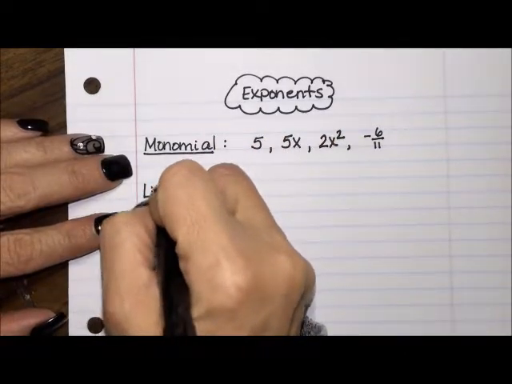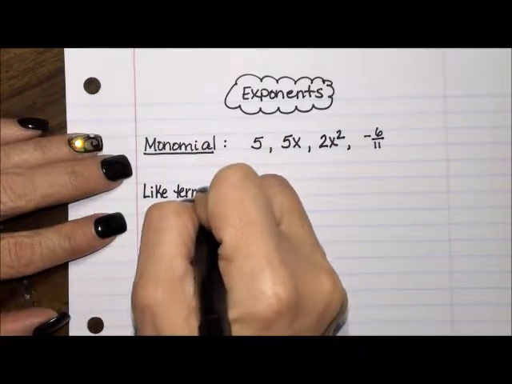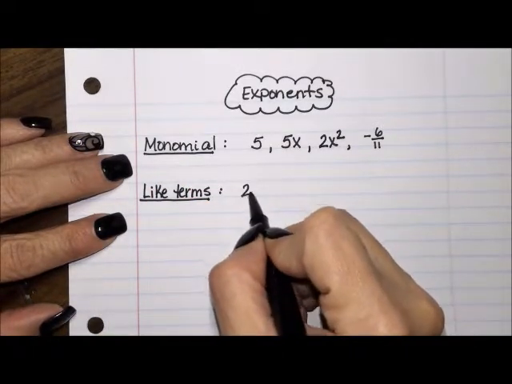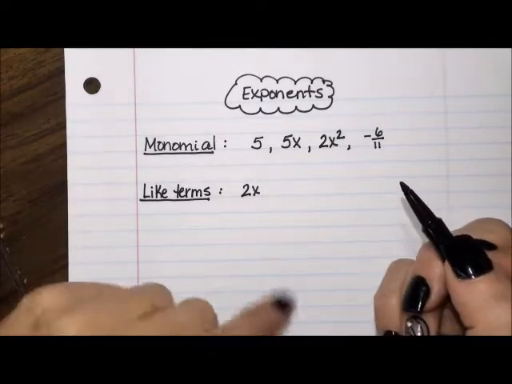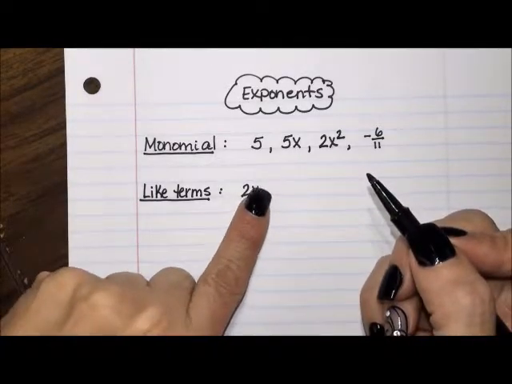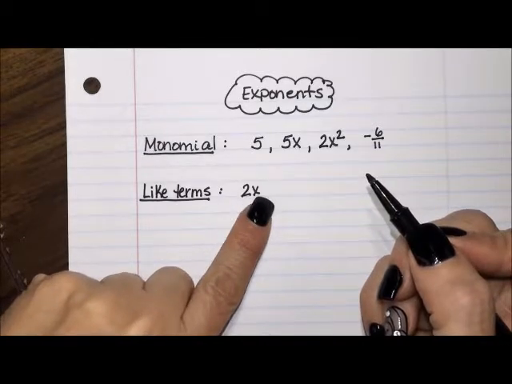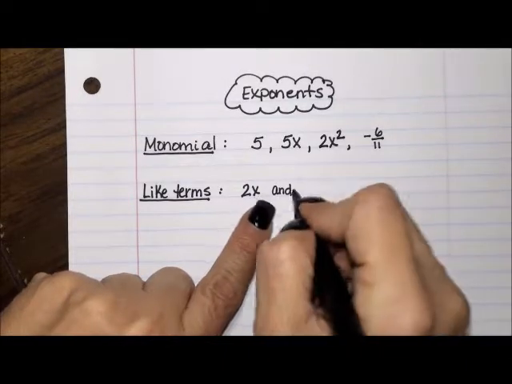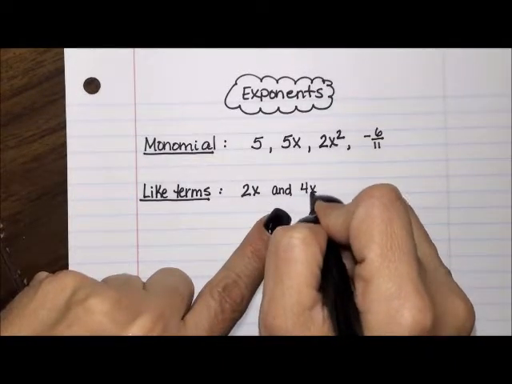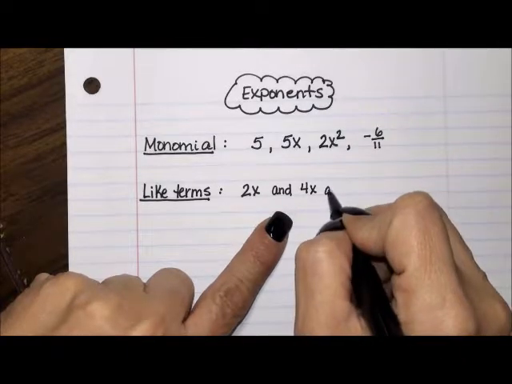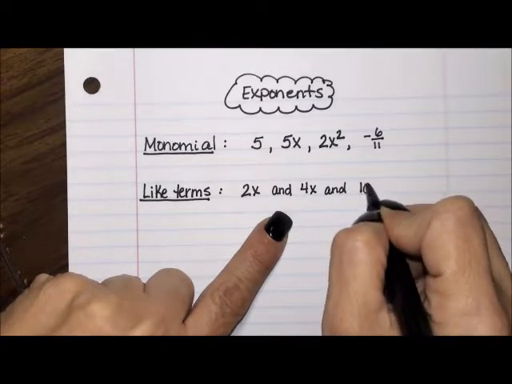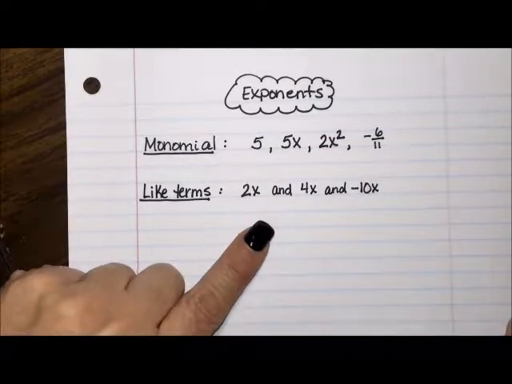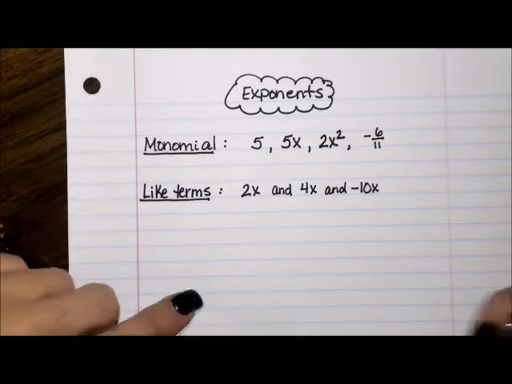Other words that you're going to hear are the words like terms. And we've talked about like terms before. The way I like to describe them is it's like a family. This is the x family. 2 is the coefficient. X is the variable. So if I want to be in this family, I need to have an x as the last name. Those are like terms. I could also have 10x. I can make it negative 10x. These are like terms, and I can put them together. They're all in the same family.